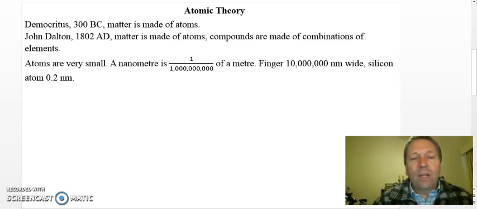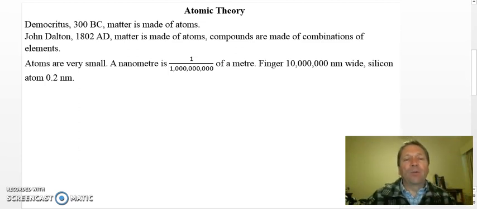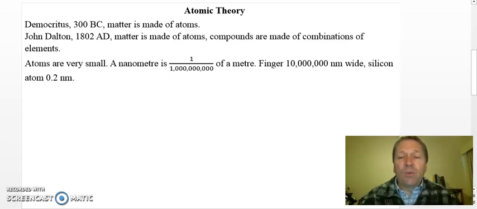Now in 300 BC there's a guy called Democritus who suggested that matter is made of atoms, but his ideas were not accepted. About 2000 years later, John Dalton made the same suggestion that matter is made of atoms. His reasoning was that if you take elements, you can combine them to make compounds, and so he had a bit more evidence behind his suggestion.